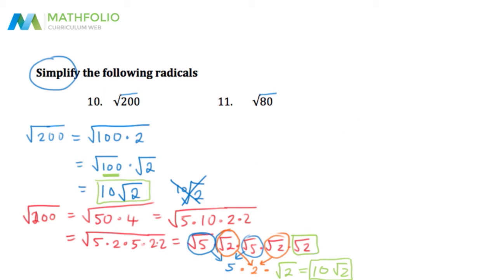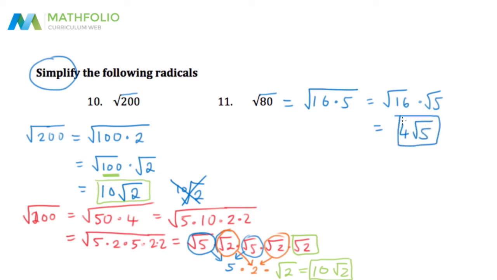Okay, so let's try and find the biggest perfect square that's a factor of 80. Well, I know that 5 goes into 80 16 times, so therefore 80 is really 16 times 5, and we must keep the radical sign. And this is a nice factor to find, because when we separate the umbrellas, we've got radical 16 times radical 5. And of course, the square root of 16 is 4. So this becomes 4 radical 5, and that's our answer for number 11.